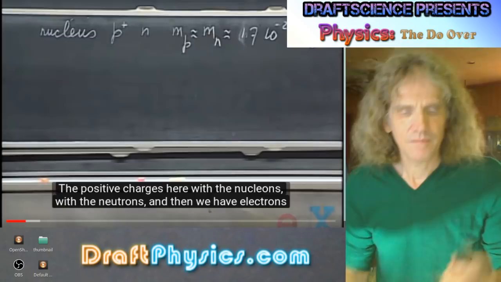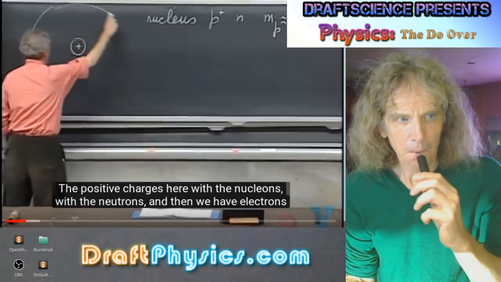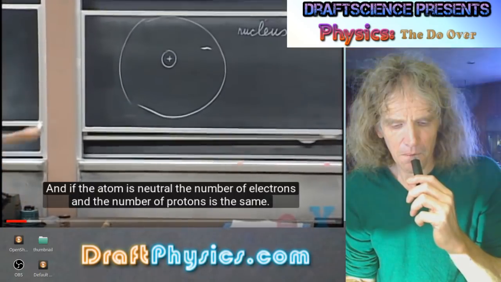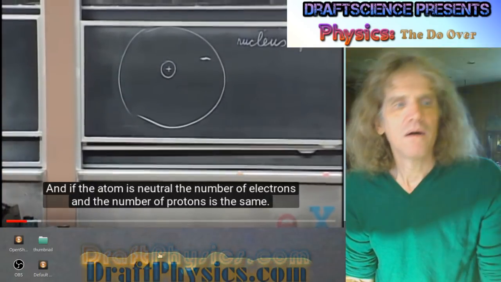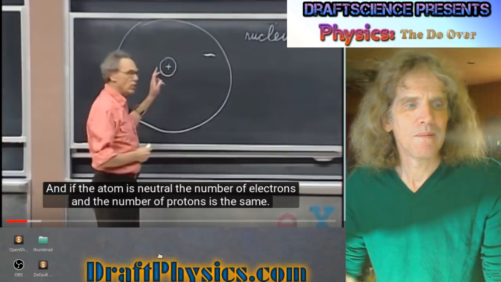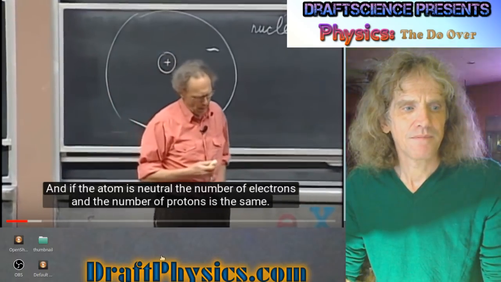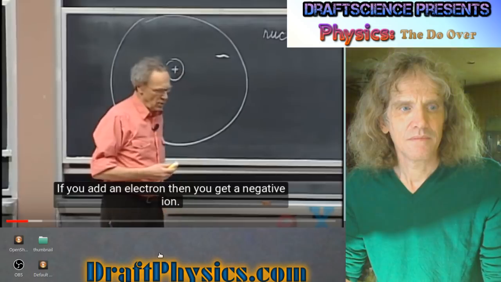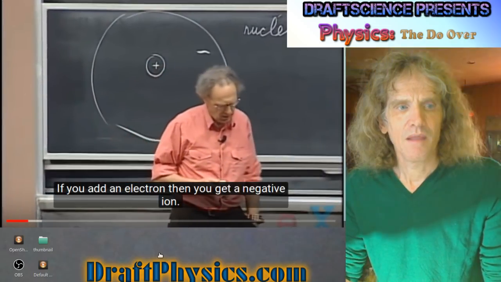The positive charge is here with the neutrons, and then we have electrons in a cloud around it. And if the atom is neutral, the number of electrons and the number of protons is the same. If you take one electron off, you get a positive ion. If you add an electron, then you get a negative ion.